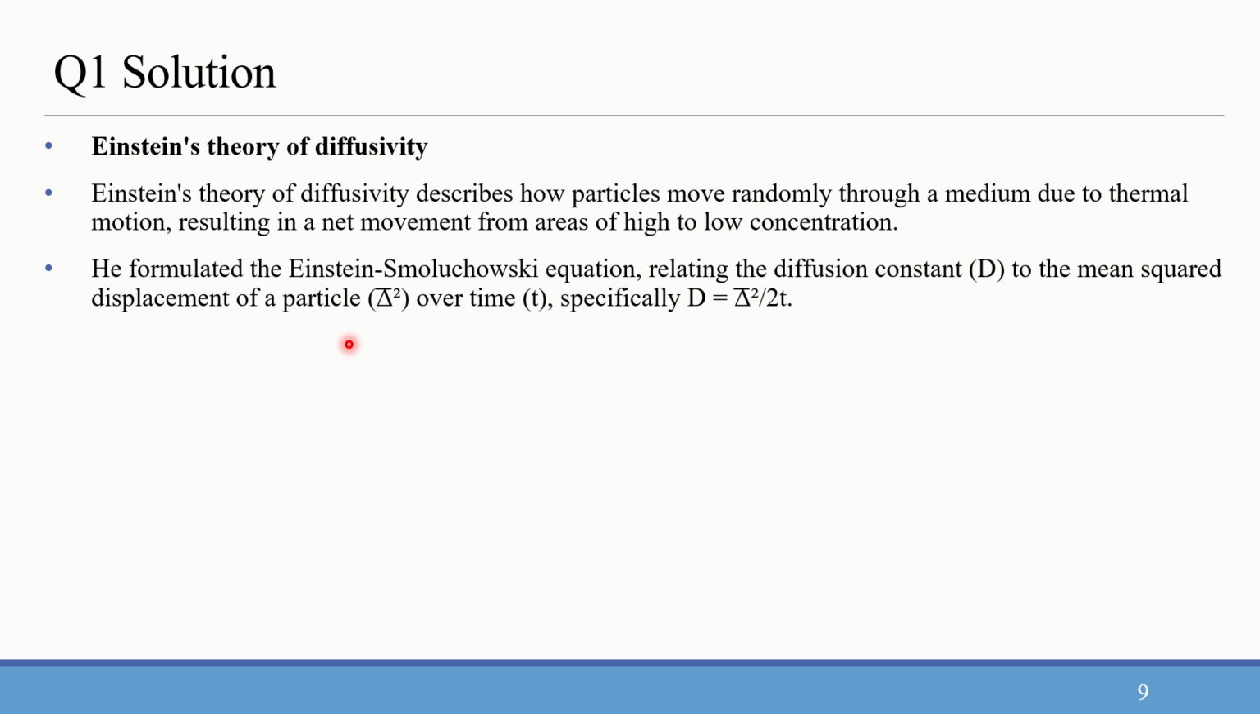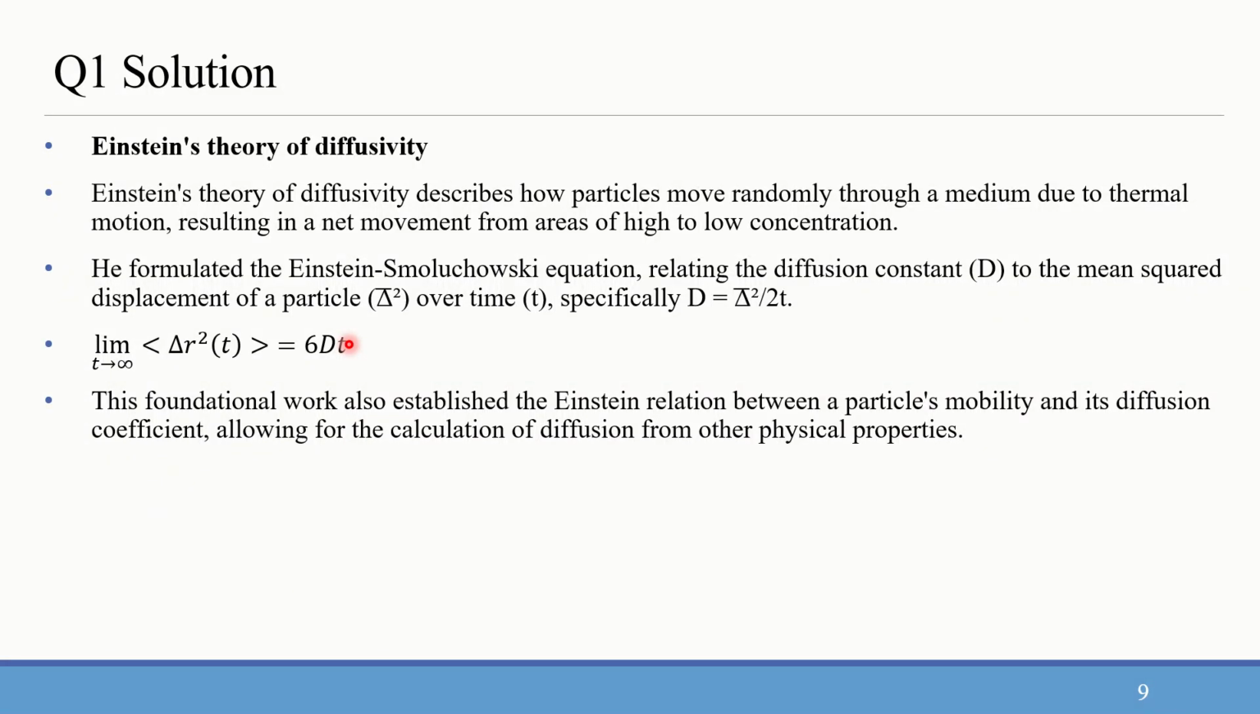So he formulated the Einstein-Smoluchowski equation relating the diffusion constant D to the mean squared displacement of a particle, delta squared, over time, where displacement is delta, the diffusion constant is D and time is t. So D = delta squared / 2t. When we take the limit of t approaching infinity, delta r squared of t is equal to 6 into D into t. So here D is the diffusion constant.